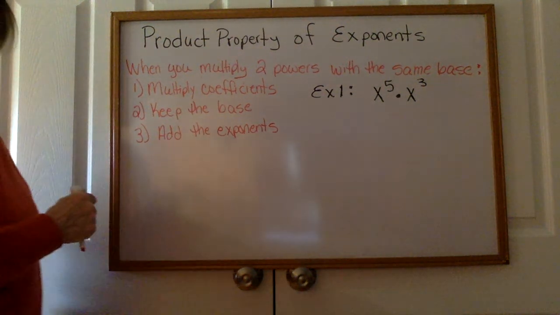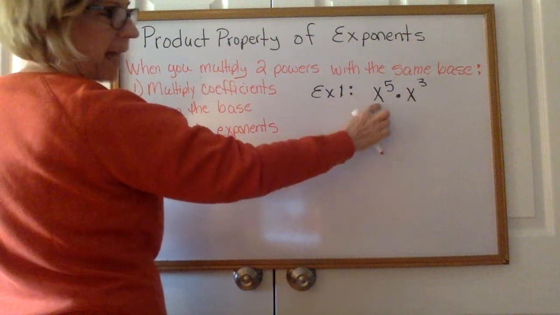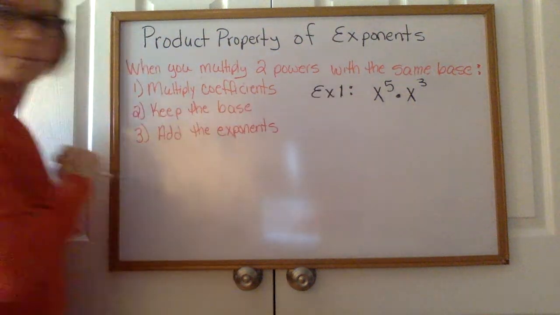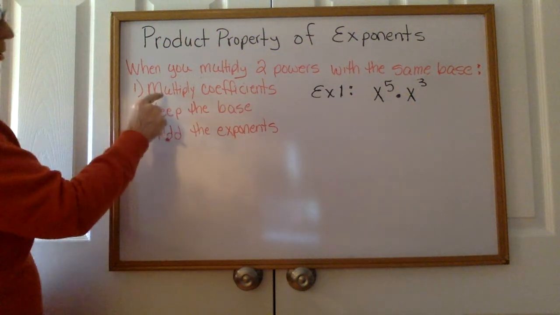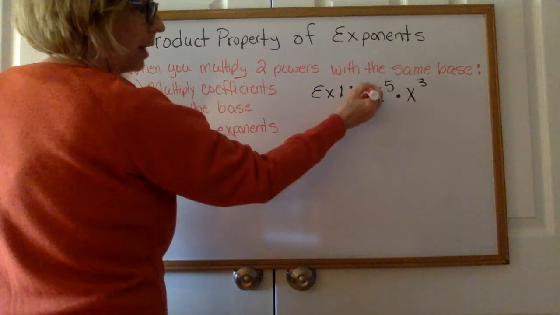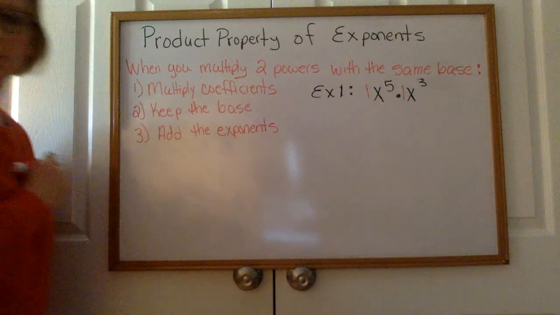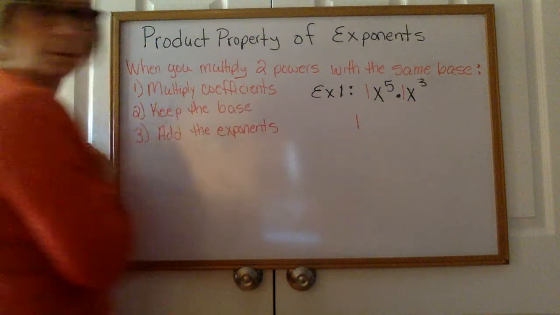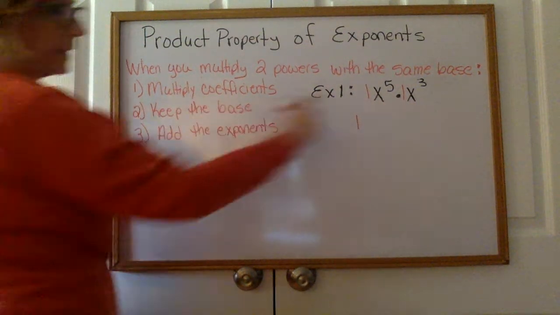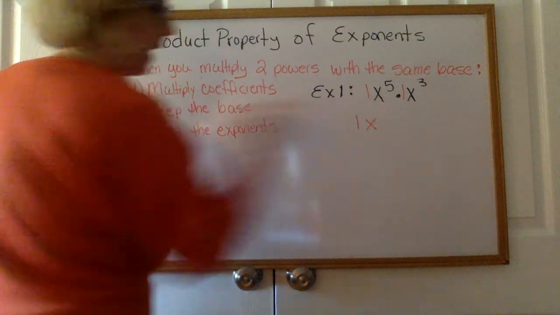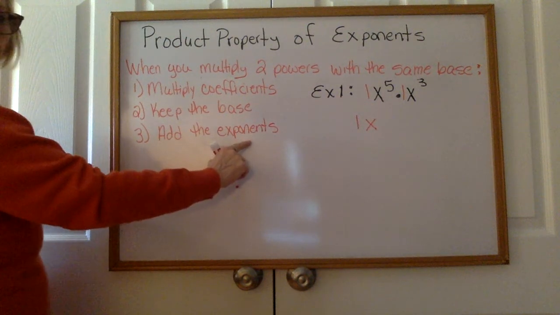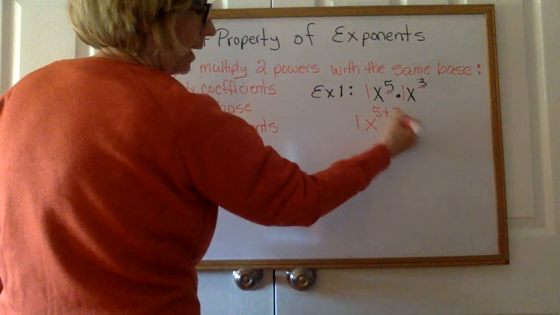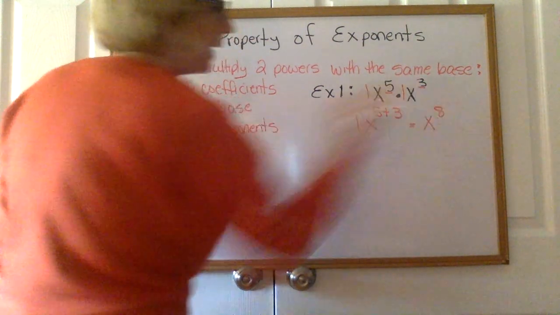So let's look at example number one. Example number one is x to the fifth times x to the third. Please notice that they have the same base. Both bases are x. So we're going to multiply the coefficients. There's an understood 1 in the coefficient spot for each of these powers. So 1 times 1 is 1. We're going to keep the base. The bases are the same, so that's x. And we're going to add the exponents. We're going to take the two exponents, 5 and 3, and add them. So that gives me x to the 8th power.